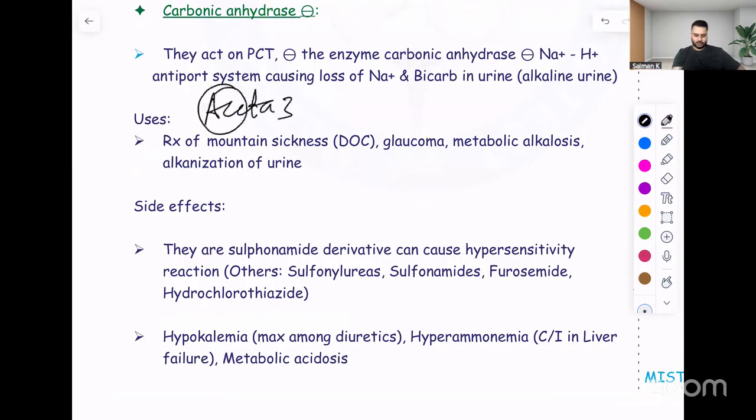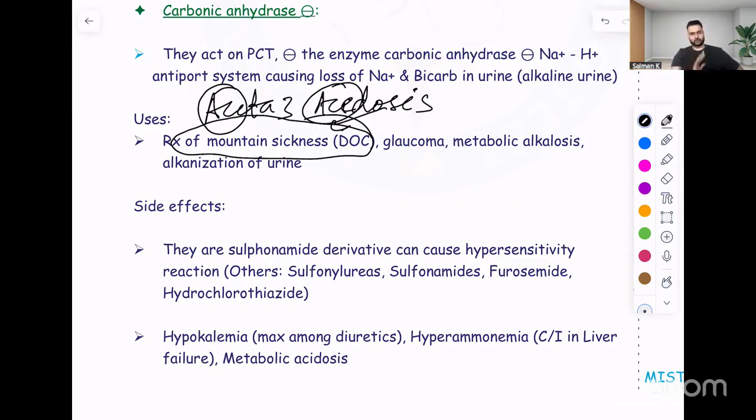Aceta, remember it as the acidosis causing drug. It causes acidosis. So since it's causing acidosis, it can help you treat an alkalotic disease called mountain sickness. As for diuretics, all you need to know is the location where each diuretic works, with their examples, furosemide, etc. Then just learn the uses.